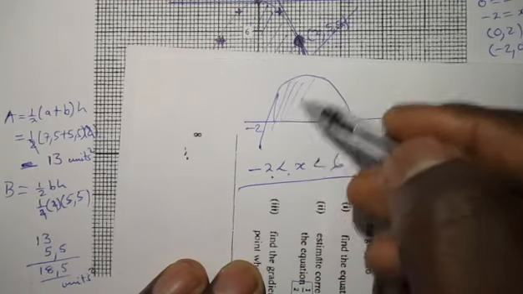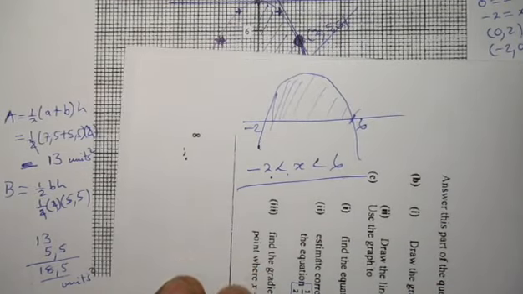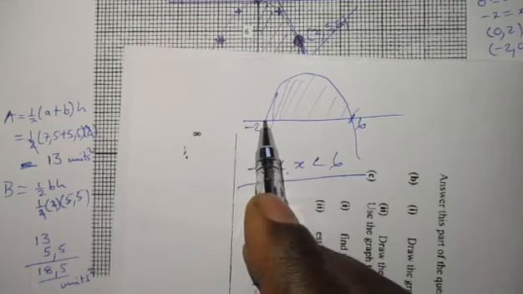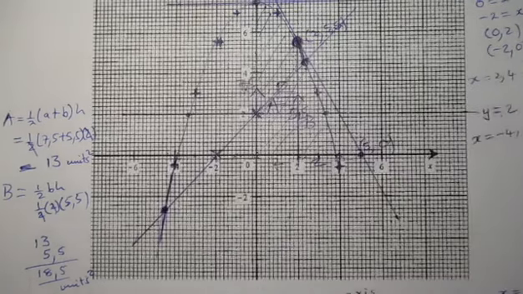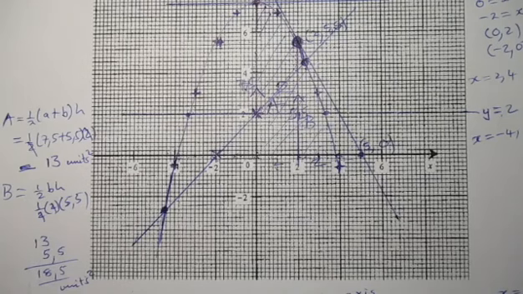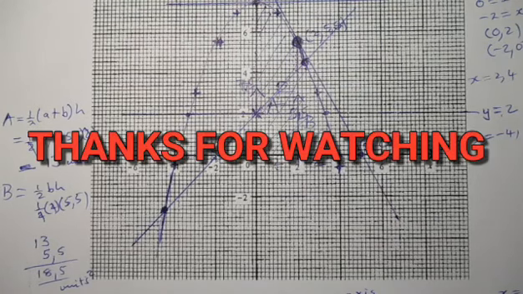We'll be requiring this region which is above the x-axis. So the range of possible values of x for which y is positive, they start from -2 up to 6. I hope you are following, right? So basically, that is the idea that you need to understand for quadratic graphs.